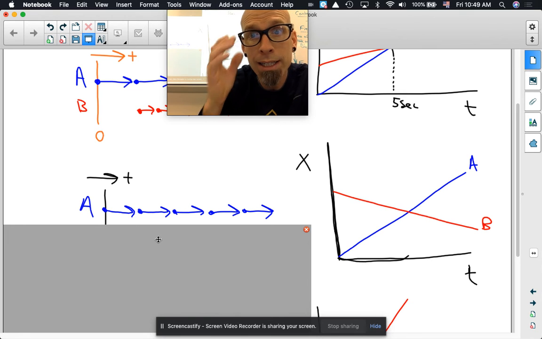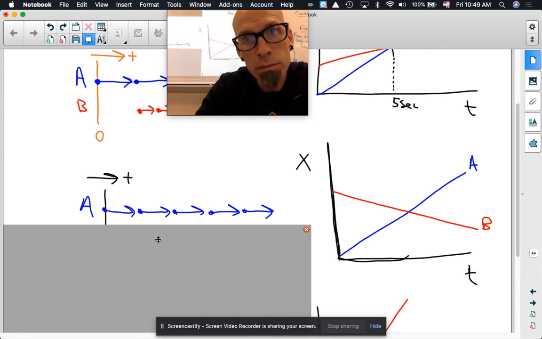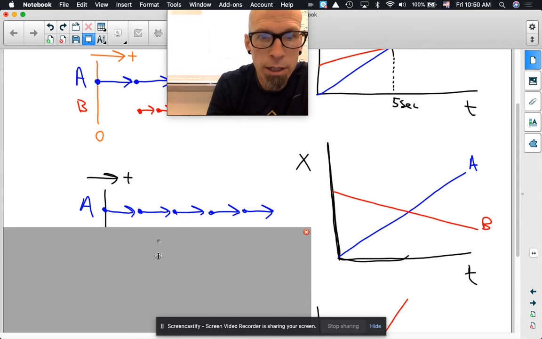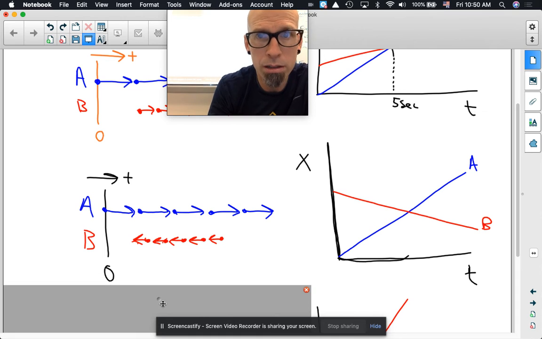But its arrows need to be in what direction? Negative direction, because it has a negative slope. So B is going to look like that here. Okay? B starts even further ahead, but then it's going in the other direction. I hope this makes sense. And notice B never gets back to the 0 position.